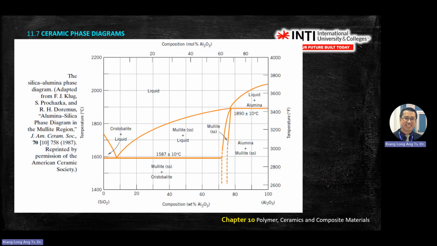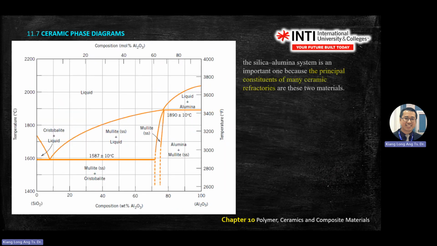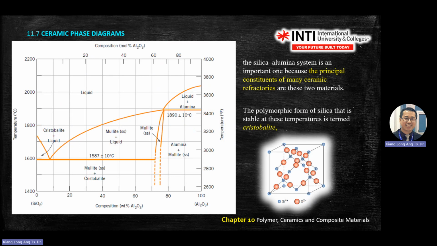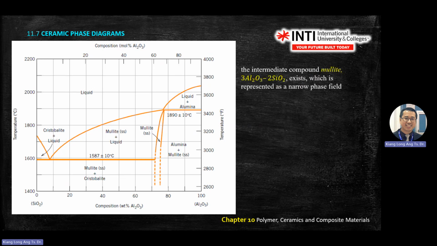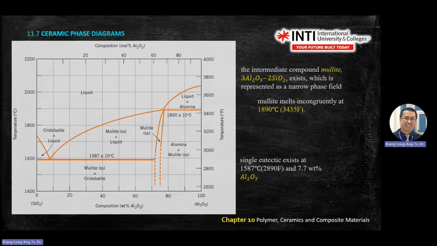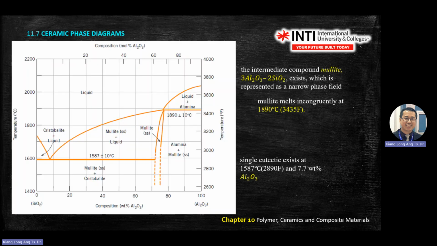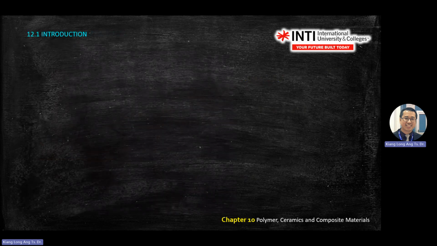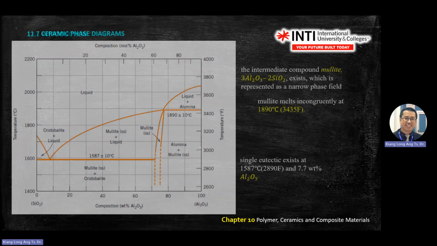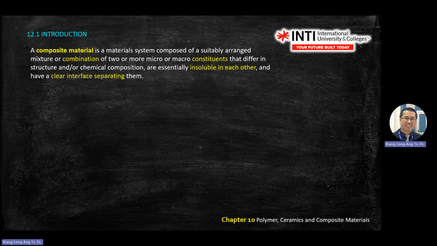This is another example, silica alumina. Again, just the info on the right-hand side. So we have done with ceramics already. Let's see, today we can complete composites. Then we have more time to do revision.